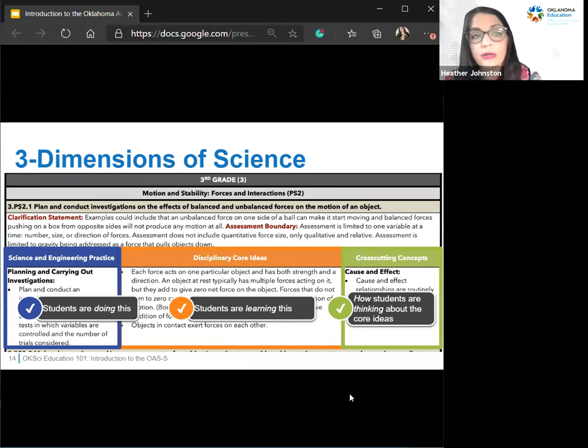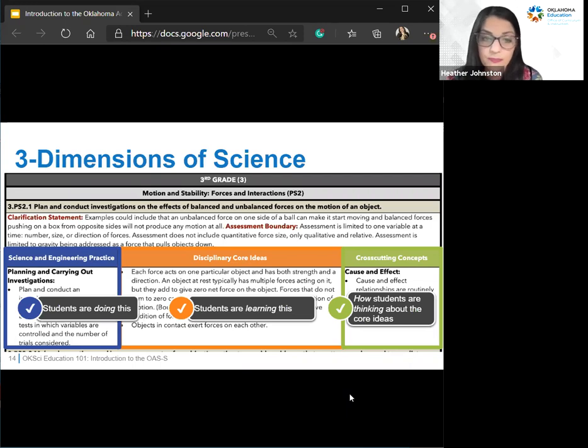The next part that we're going to discuss are the 3 dimensions of science. This is where you hear the terms 3-dimensional science teaching and learning. And what they are referencing are these 3 foundational boxes. These boxes, when integrated together, get you to that performance expectation. And so these really help break down what it is we want the kids to do to be able to perform that standard.